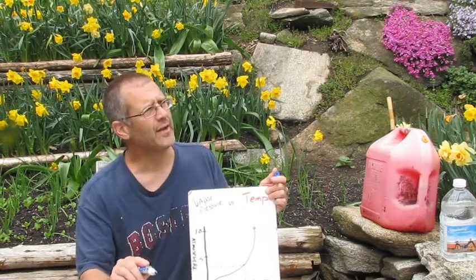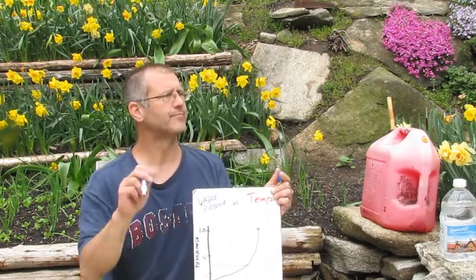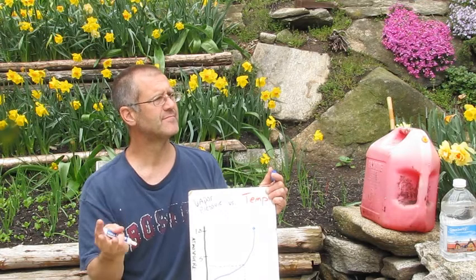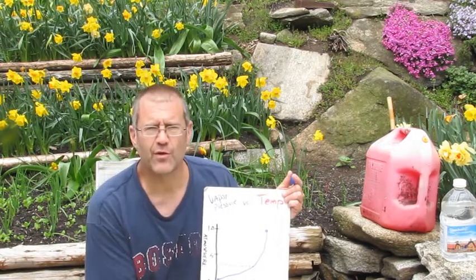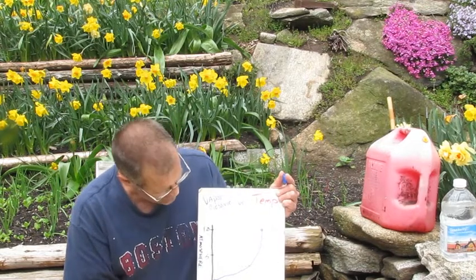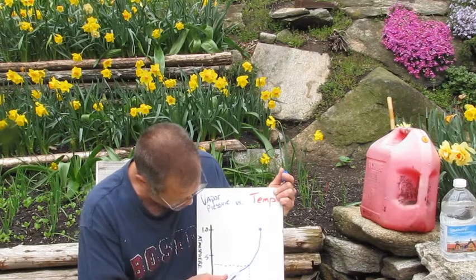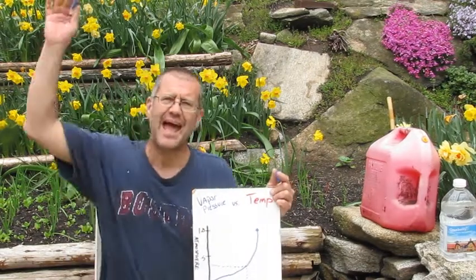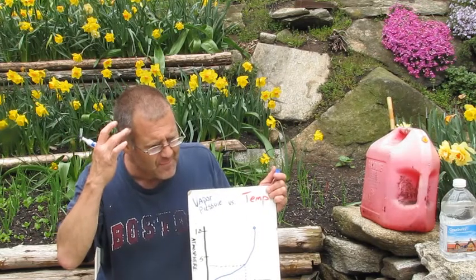What liquid boils at 100 degrees Celsius at sea level? Seriously, water. Water boils at 100 degrees Celsius. So if we notice, when the vapor pressure of the liquid matches the atmospheric pressure, that's the boiling point, right? Let's make sure that makes sense.